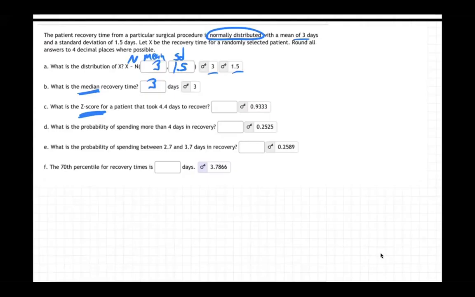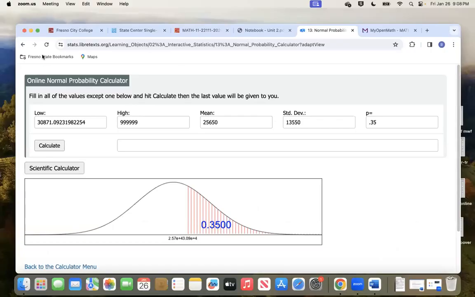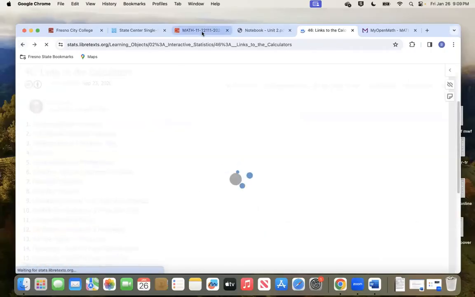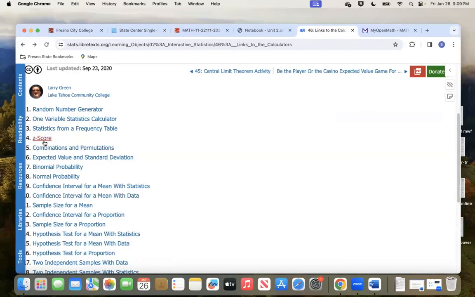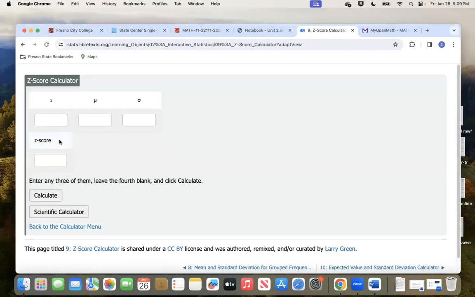So I'll share my screen. Okay, here, let me go back. I'm going to go to the home page, click on the online calculator. We come in here. I'm going to go to z-score, number 4. Click on z-score. X, what is that? It says, what is the z-score for a patient that took 4.5 days to recover? So that's 4.5. That's how long they took to recover.